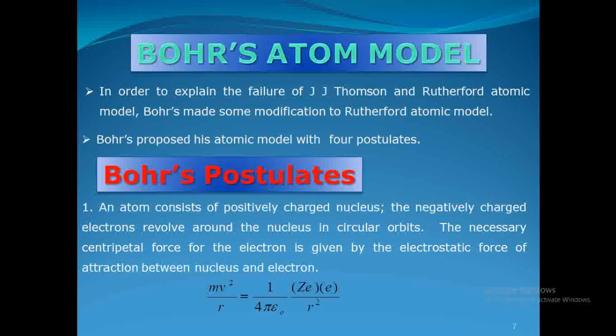Atomic number means the number of protons present inside the nucleus. After the discovery of neutrons by Chadwick, they concluded that protons and neutrons are together present inside the nucleus; neutrons are neutral and protons are positively charged. So the number of protons is taken as the atomic number, that is Z. If e is the charge of each proton, then Z into e gives the magnitude of the charge on the nucleus, and the charge on the electron is e. So this is the first postulate.